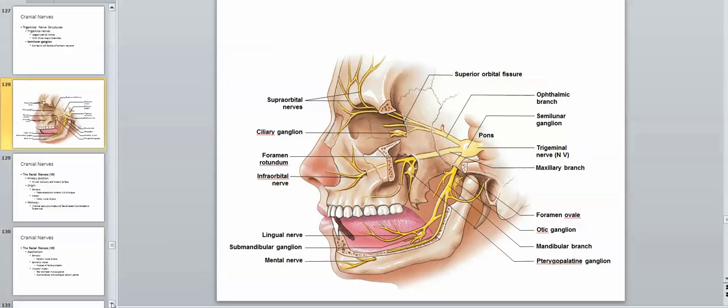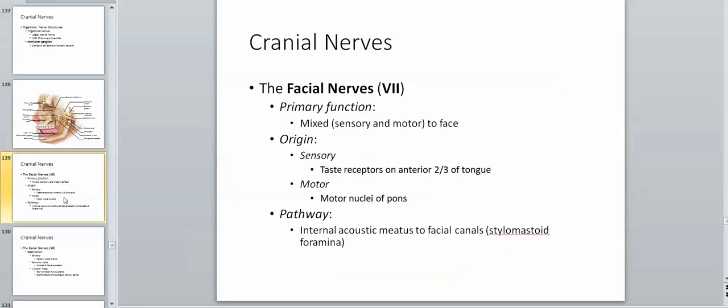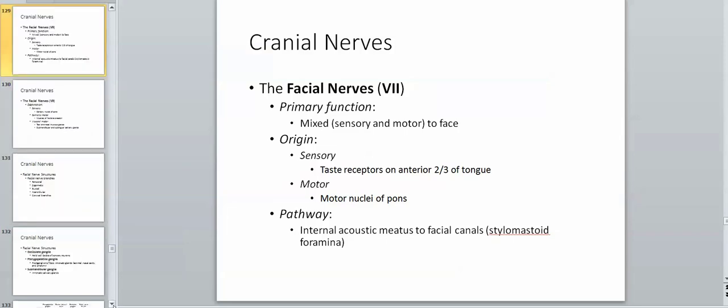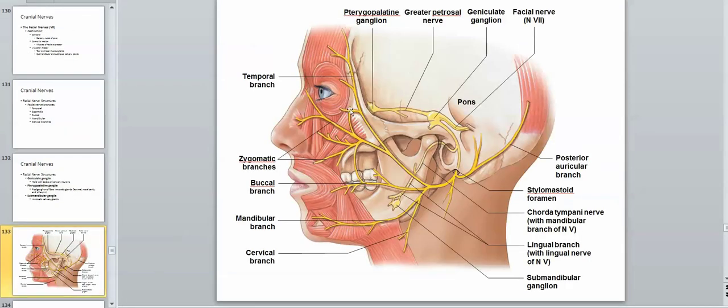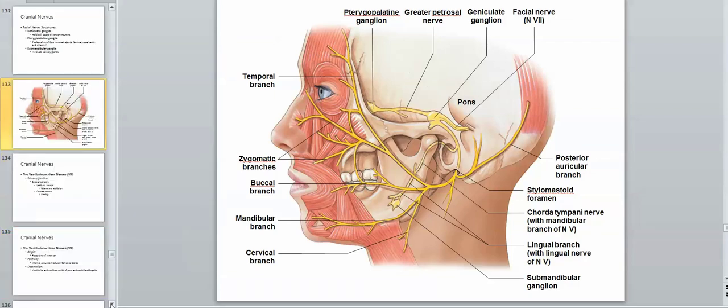All right, so then we have the facial nerve, which also is mixed sensory and motor to the face. Interestingly, it receives sensation from the anterior 2/3 of the tongue. So this is something that might be interesting to know. It receives information from the anterior 2/3 of the tongue, as well as other areas of the face. So this is sort of what the facial nerve looks like. I'm not going to make you know all the details of it.